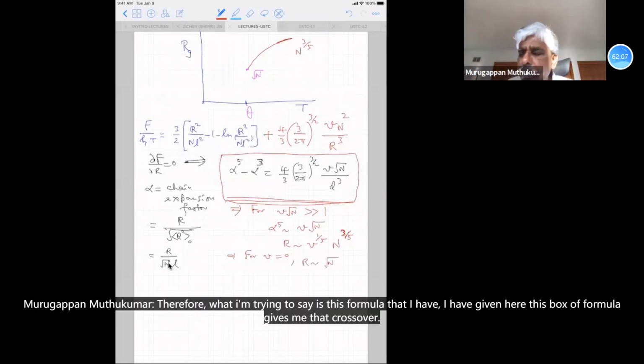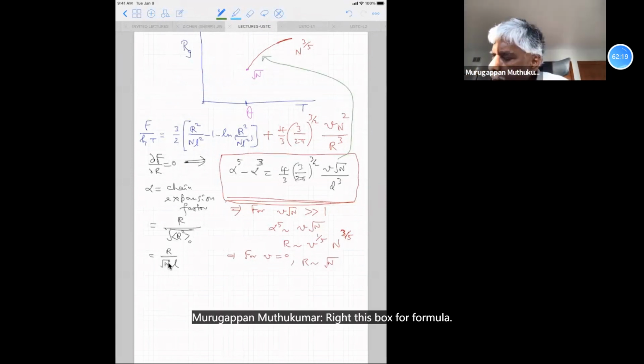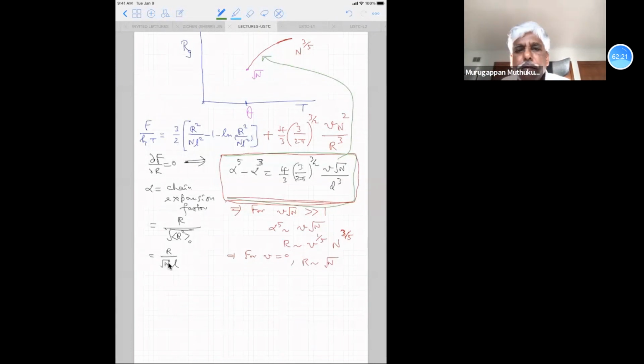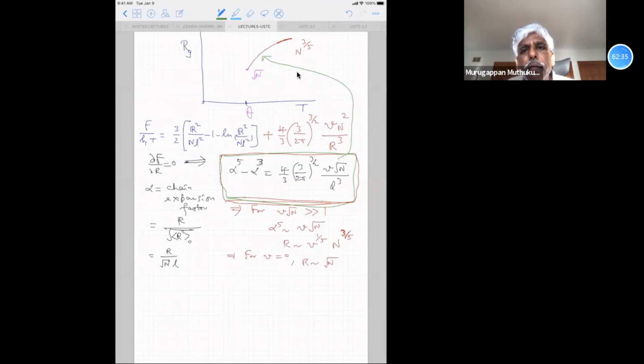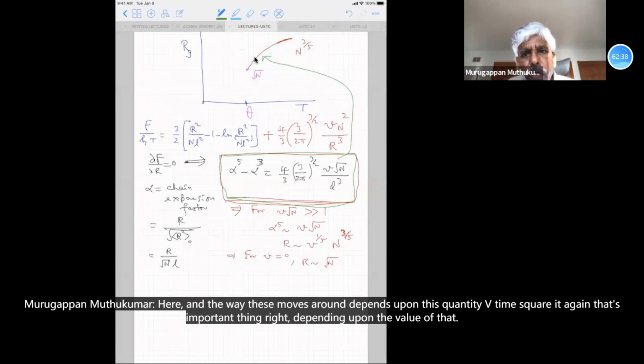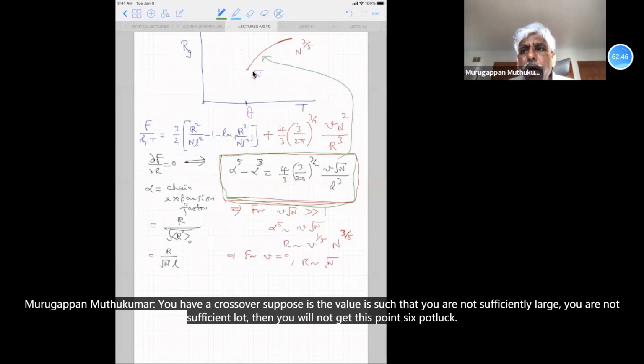Therefore, what I'm trying to say is this formula that I have given here, this box of formula, gives me that crossover. This box of formula gives me how it moves from the Gaussian chain limit at theta temperature, that's that number, to the asymptotic Flory exponent result n to the 3/5. And the way this moves around depends upon this quantity v times square root of n. That's an important thing. Depending upon the value of that, you have a crossover.